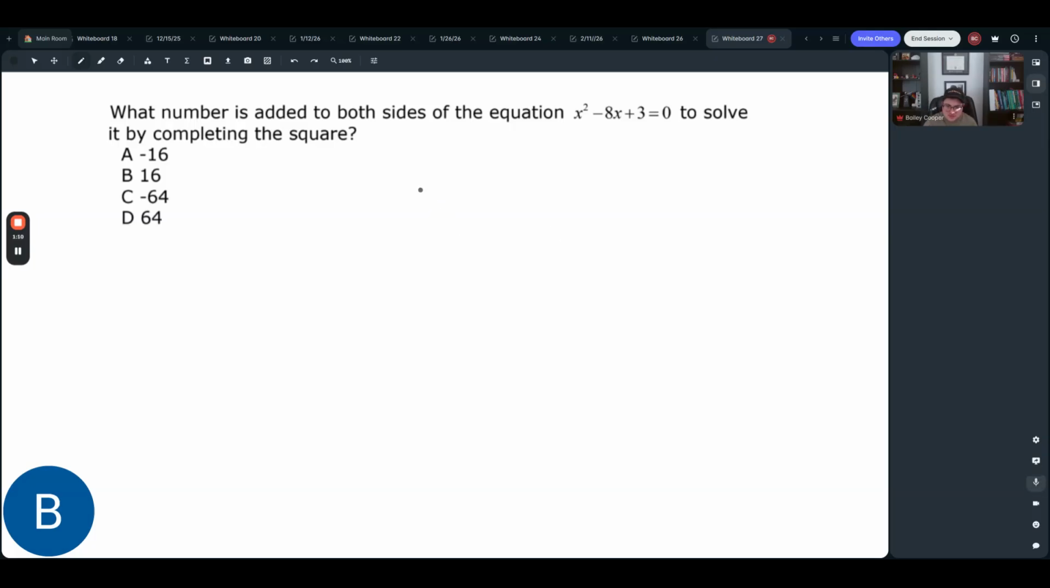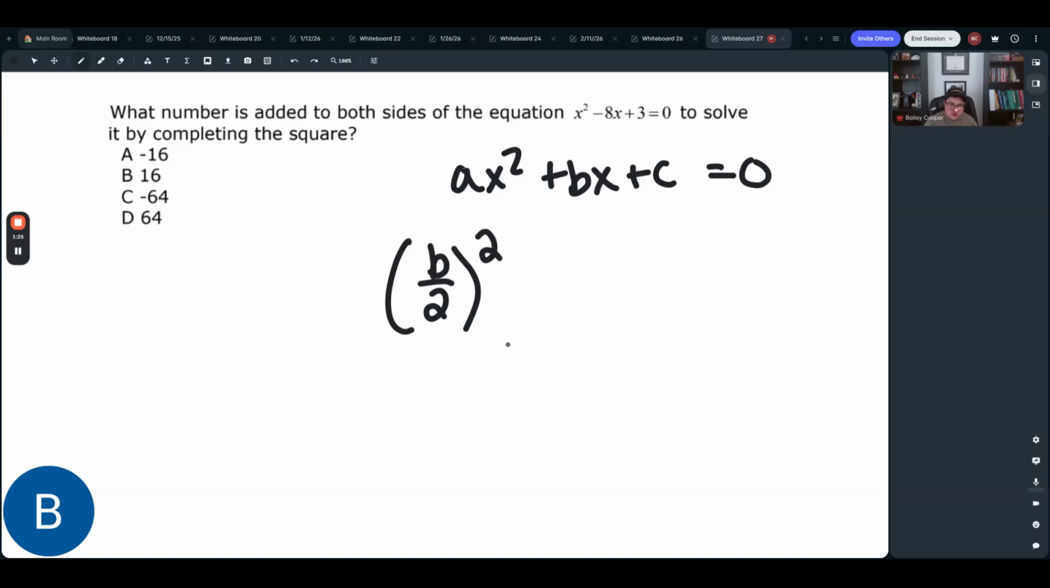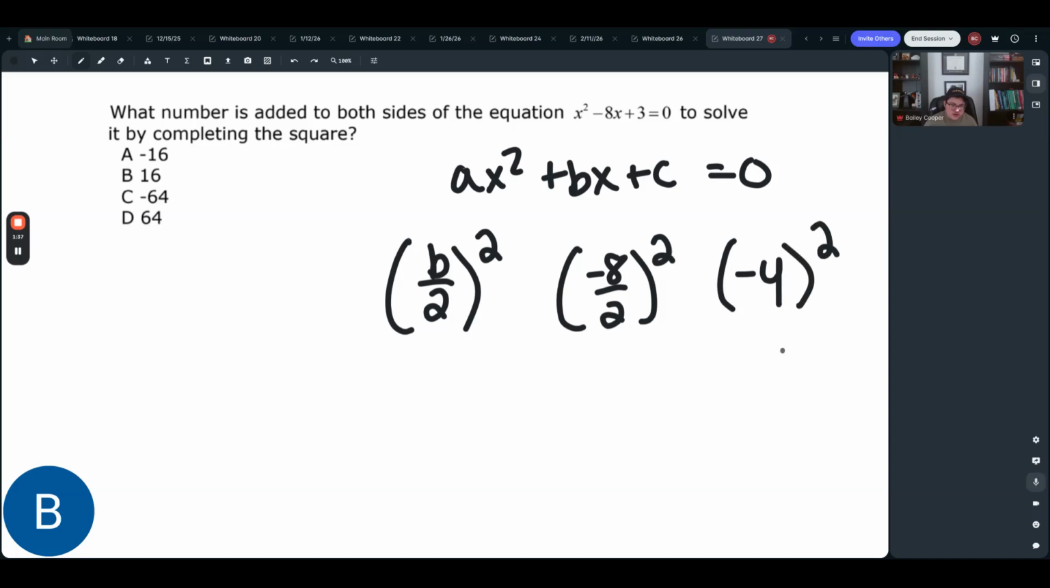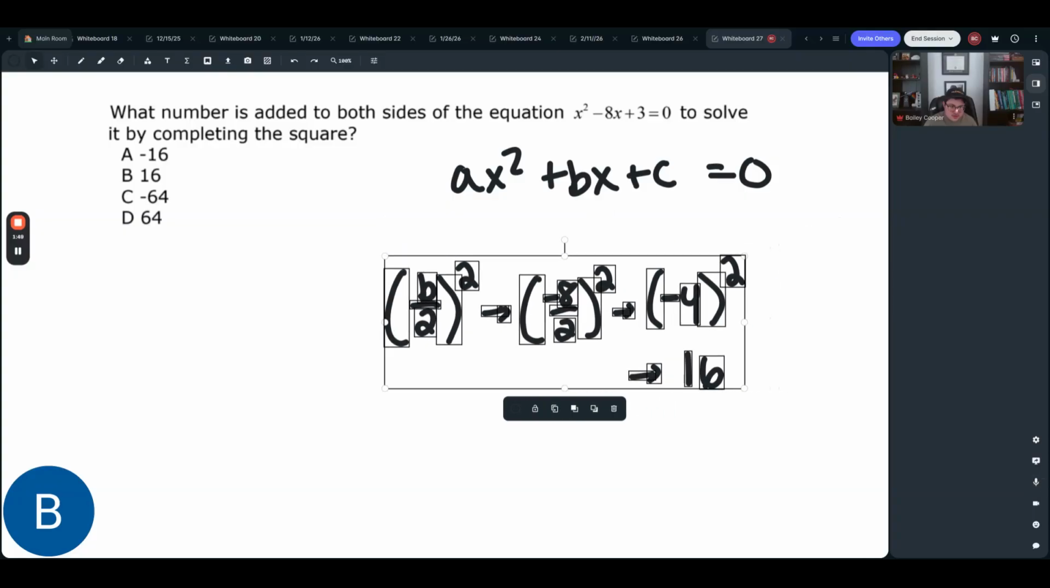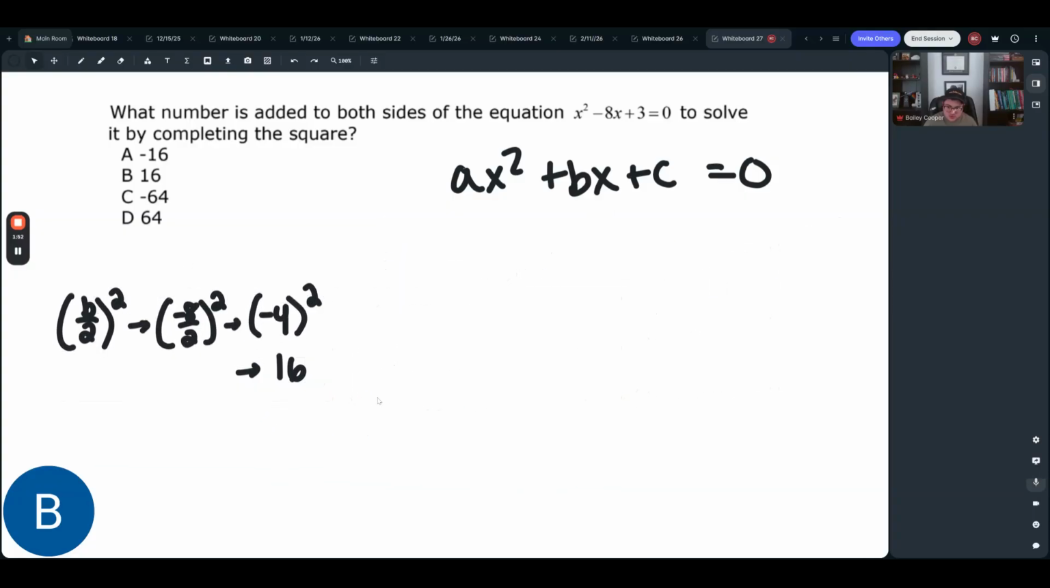So the formula to do this is, if we have something in the form ax squared plus bx plus c equals 0, what we're going to add to both sides is (b over 2) squared. In our situation, our b term is -8. So this for us is going to be (-8 over 2) squared, which is (-4) squared, which turns into positive 16. Keep this calculation handy because there's actually going to be another use for it. I'm going to put this over here so we can look at it later.